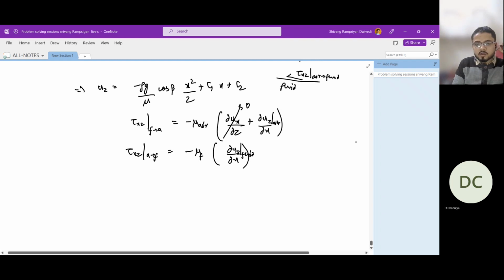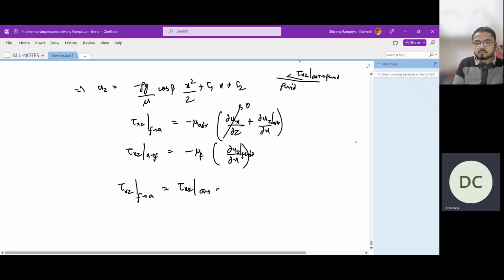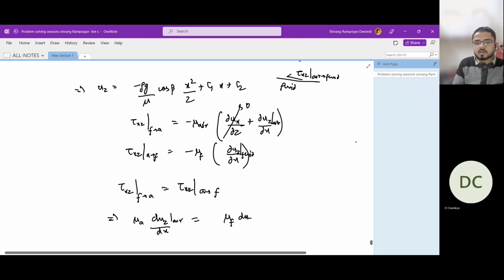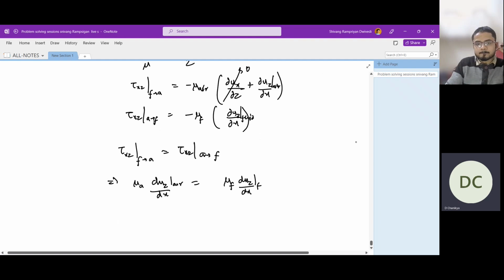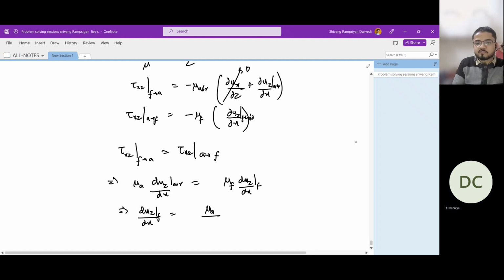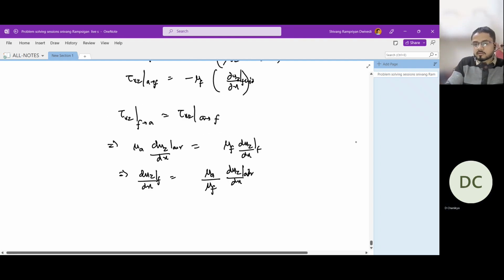And since by the third law of motion, you have tau xz F to A equal to tau xz A to F, right? This implies that mu air duz over dx in the air would be equal to mu F duz over dx in the fluid, right? So duz over dx in the fluid is equal to mu air over mu F times duz over dx in the air, right? For equilibrium. This should be clear, right?